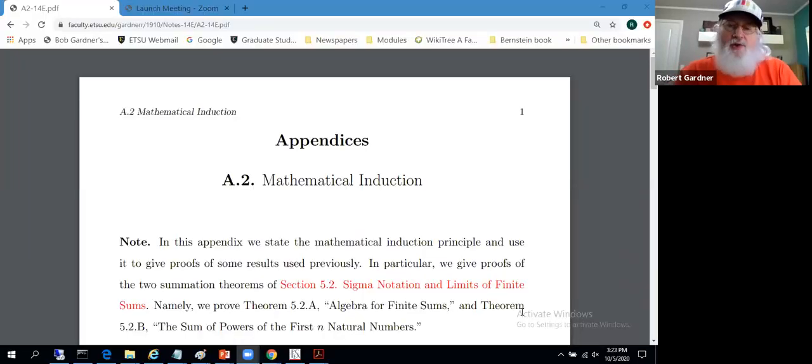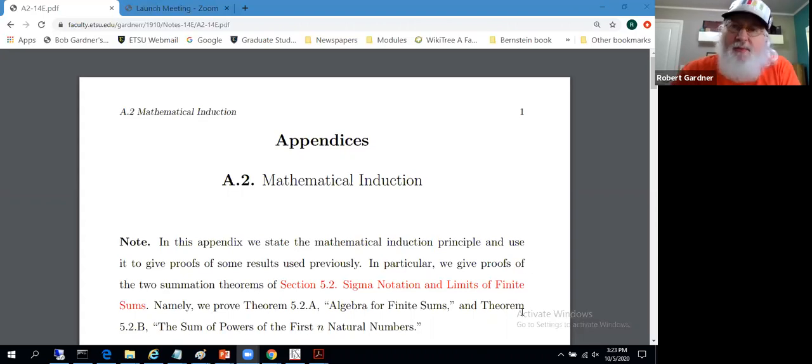Let's look now at one of the appendices, Appendix A.2 on mathematical induction. In this section we'll introduce and define math induction, and we'll apply it to several of the formulas we've encountered to date, date being somewhere around section 5.2.